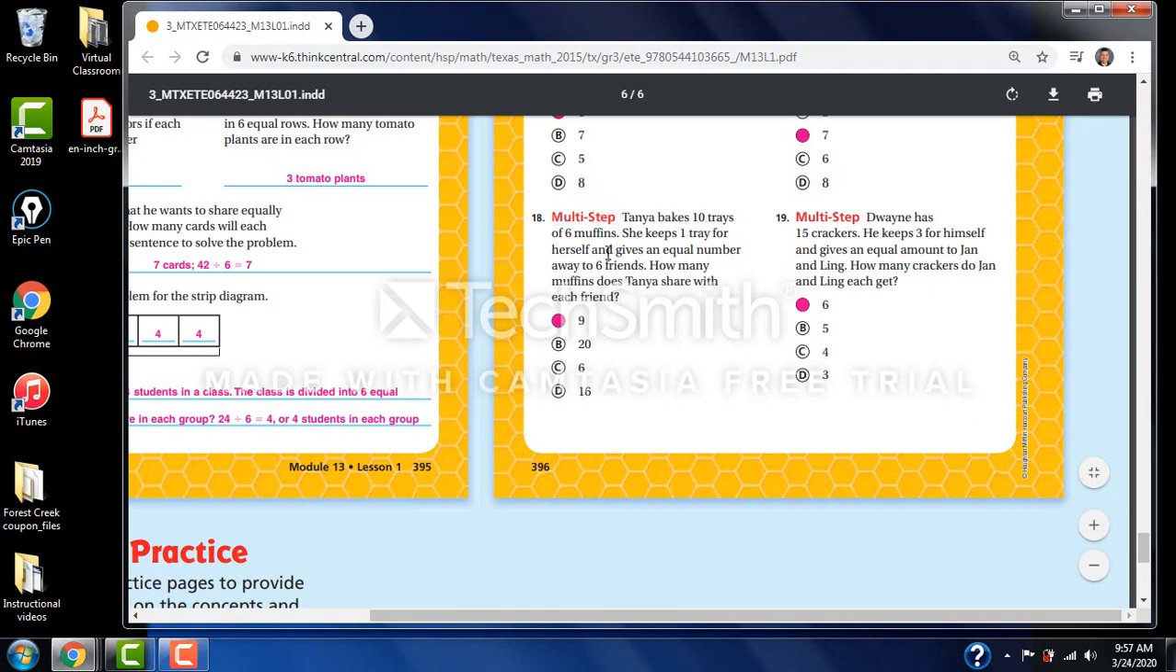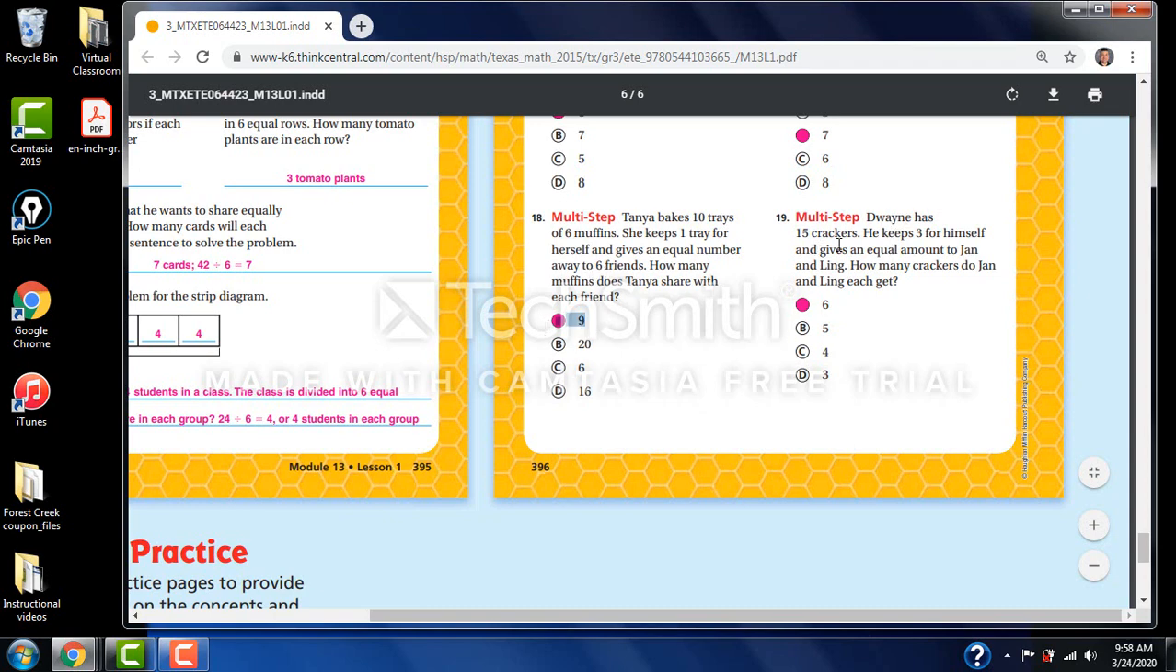Tanya bakes 10 trays of 6 muffins. She keeps 1 tray for herself and gives an equal number away to 6 friends. How many muffins does Tanya share with her friends? So she has 10 trays of 6. So how many muffins does she have? She has 60. She keeps 1 tray for herself, so she has 9 trays here. So how many muffins does Tanya share with her friends equally? So 9 times 6, 54. 54 divided by 6 equals 9.